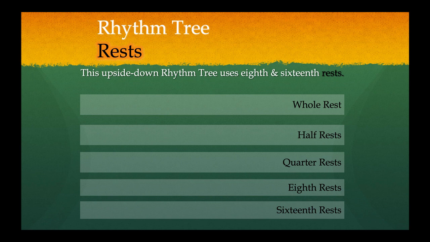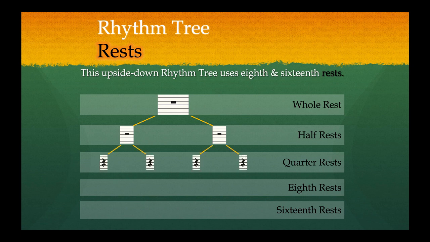This upside down rhythm tree uses 8th and 16th rests. We start with our whole rest. Just like the notes, we can split or subdivide the whole into 2 half rests worth 2 counts each. Each half rest splits into 2 quarter rests, so it takes 2 quarter rests to equal 1 half rest and 2 half rests to equal 1 whole rest. Or we could think of subdividing the whole rest into 4 quarter rests.